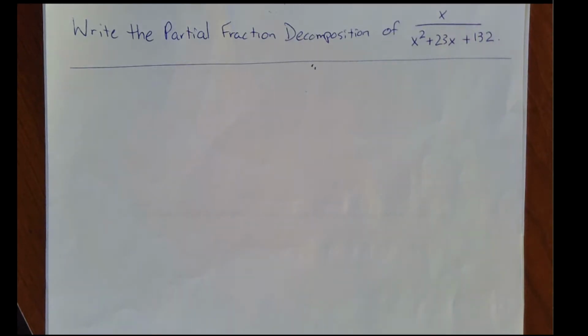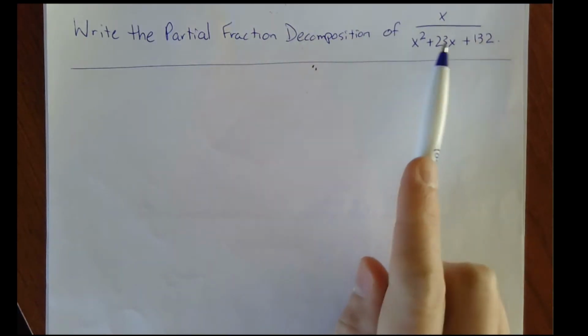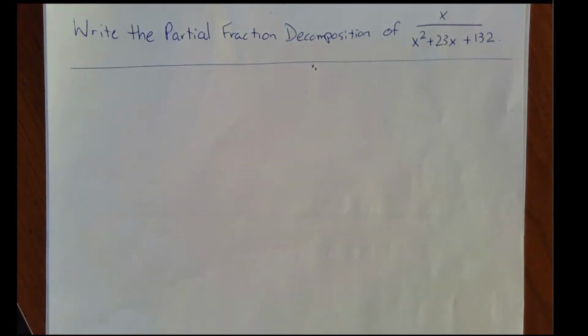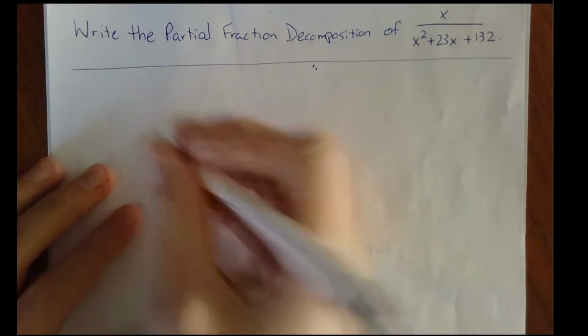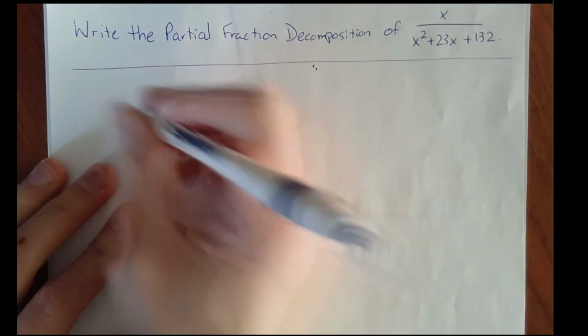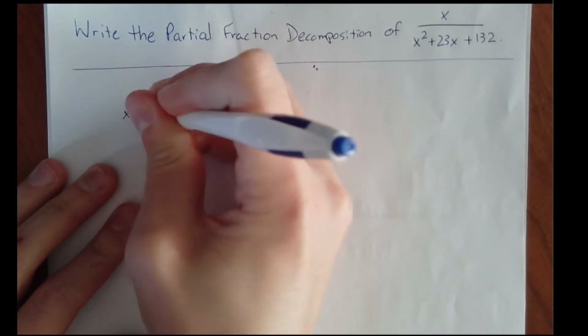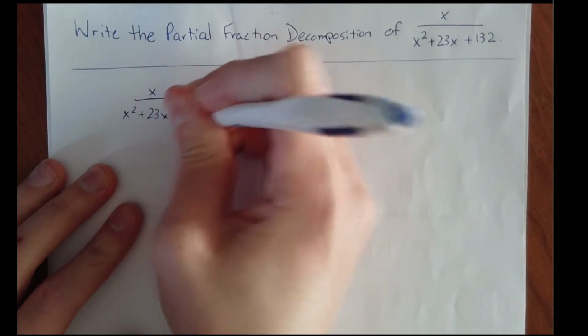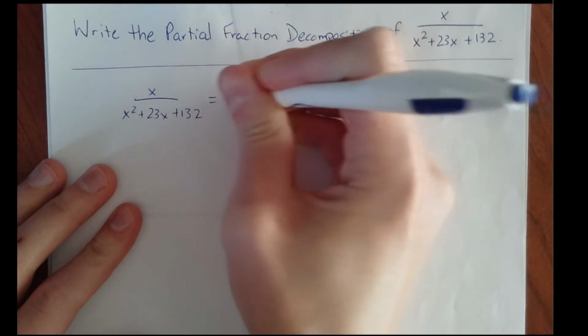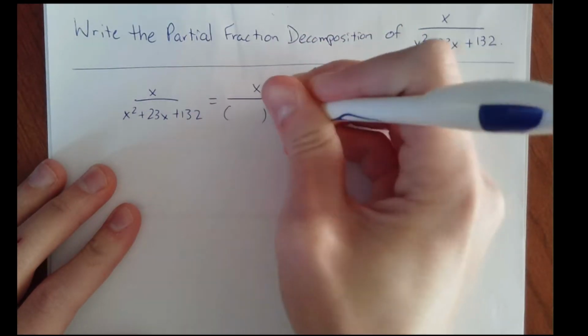In this example we want to find the partial fraction decomposition for a rational function whose denominator is a reducible quadratic function. So the first thing we're going to do is try to factor this. We have x over x squared plus 23x plus 132. So this one is reducible. We can factor this.